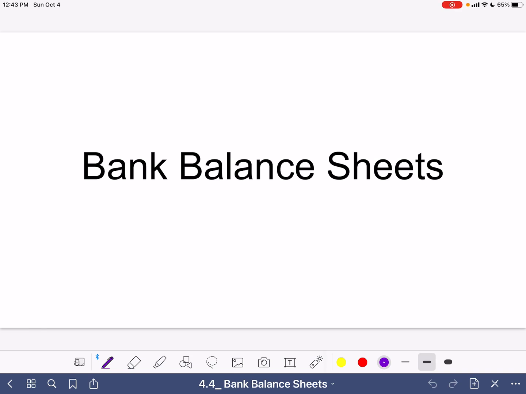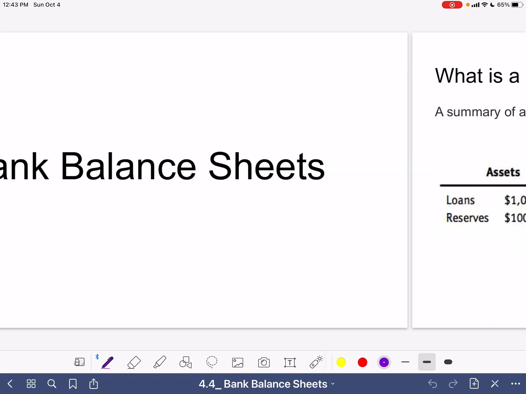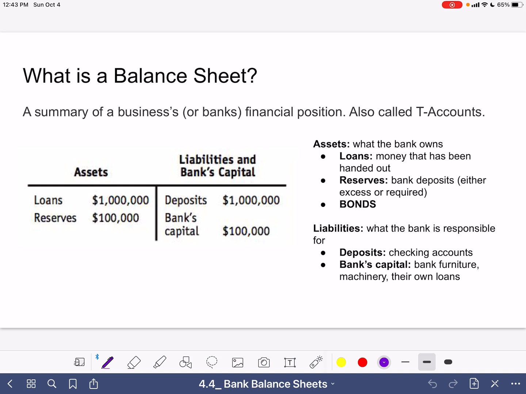This is flip video 4.4, bank balance sheets. So this is just using money creation. We're still going to be looking at money creation here, but we're just going to look at it through a bank balance sheet. A bank balance sheet is a summary of a business's or bank's, which is what we're mostly going to be looking at, financial position.